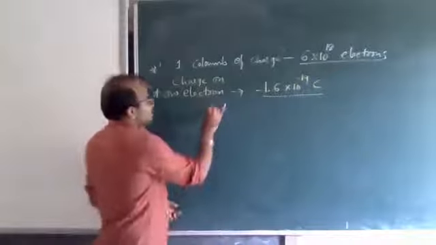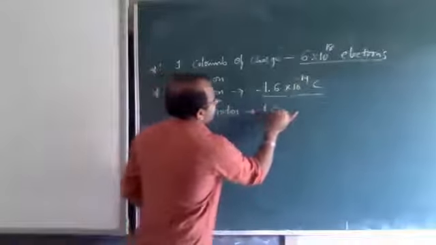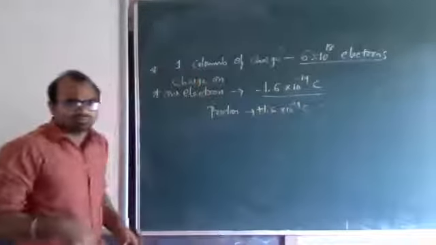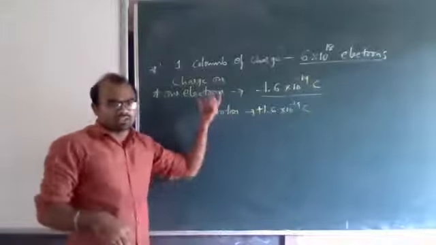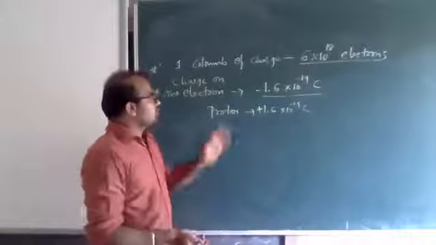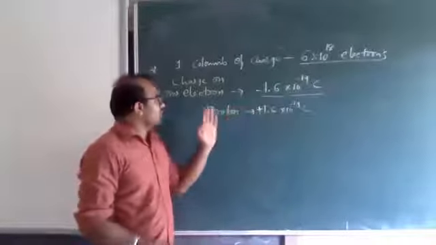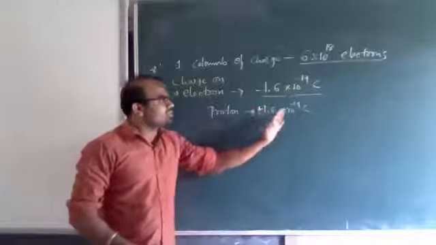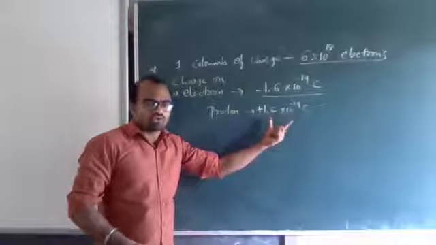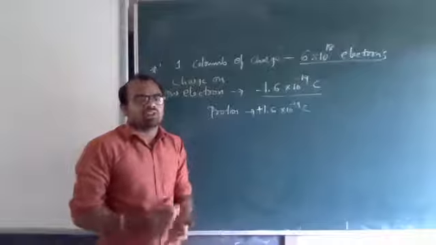Similarly, the charge on each proton is the same, 1.6 into 10 to the power minus 19 coulomb, but it is positive. You know what a proton, electron and neutron are, and obviously the neutron has no charge. So the charge on one electron is minus 1.6 into 10 to the power minus 19 coulomb, and the charge on one proton is plus 1.6 into 10 to the power minus 19 coulomb. This is regarding charge.